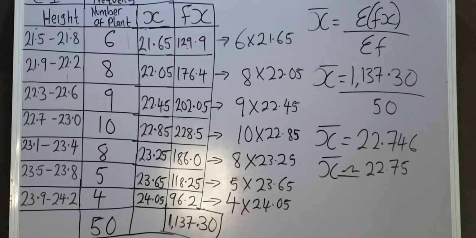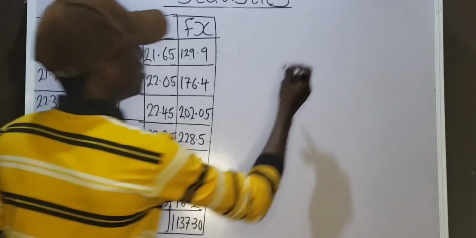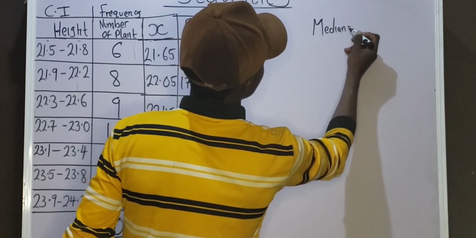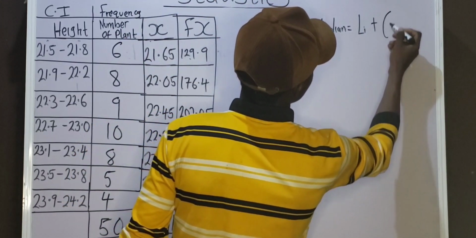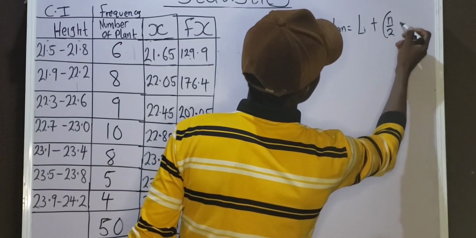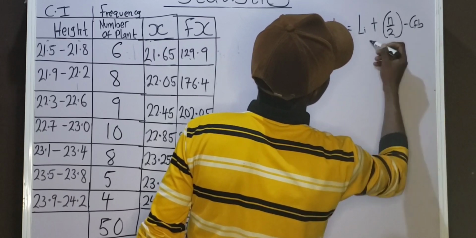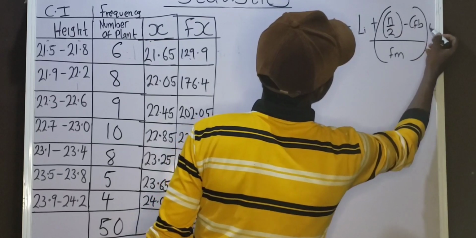Now don't forget the step that I told you. The first step is that you're going to remember your formula, because your formula will tell you what you are going to have on your table. Okay, so let's go. Recall that median is given by this formula. Median is equal to lower class boundary plus n over 2 minus CFB all over FM multiplied by height.